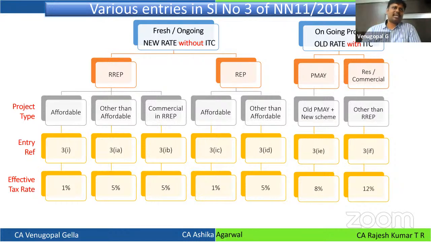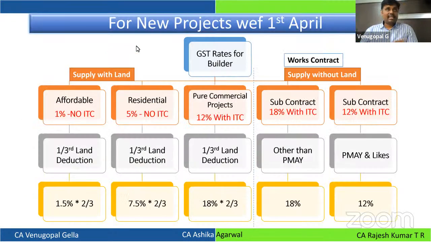Now, most of people get confused between effective and original rate of tax. If I have to simplify and say an affordable project, when we are saying 1% without ITC, the way it is derived is 1/3 is given as a land deduction. The effective rate of tax is 1.5%, 0.75 CGST, 0.75 SGST. So the 1.5% into 2/3 would be 1%. In case of other than affordable, we say 7.5% is the rate of tax. 3.75 plus 3.75 into 2/3 would be resulting to 5%.